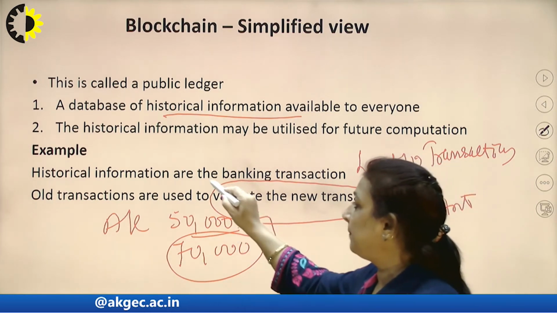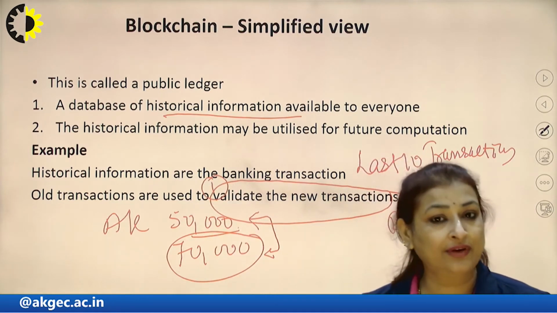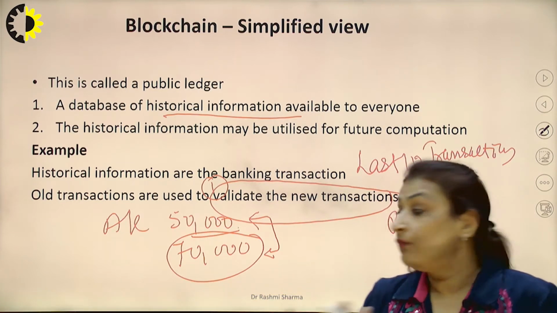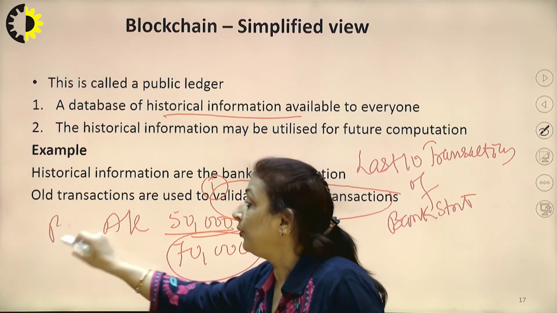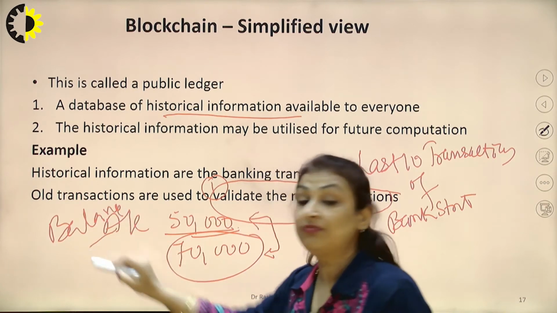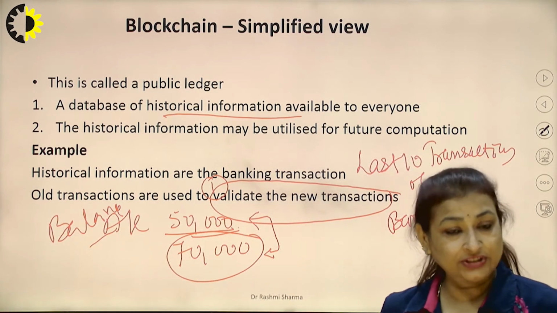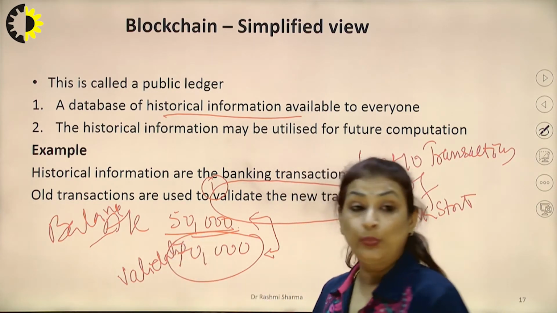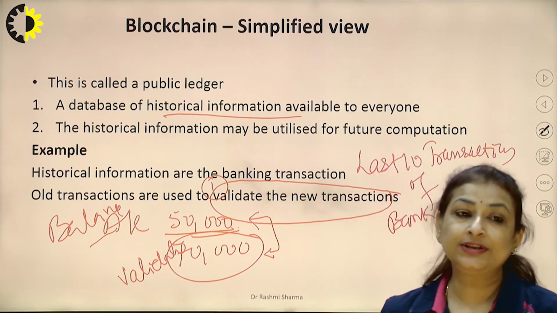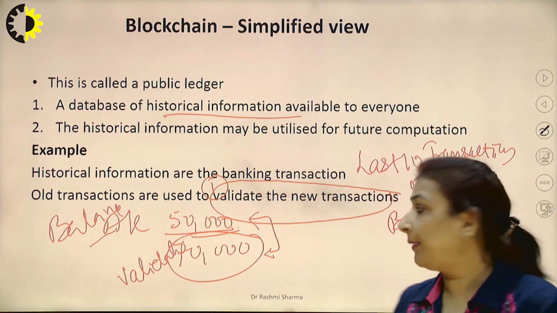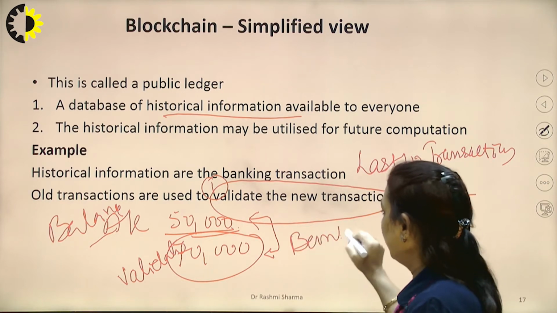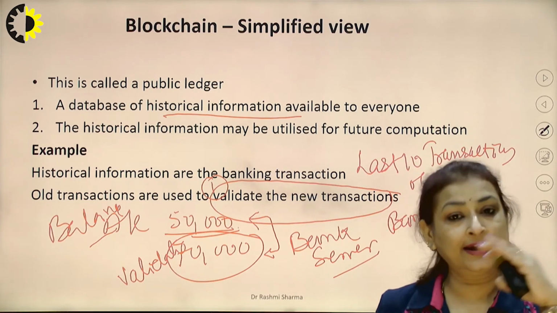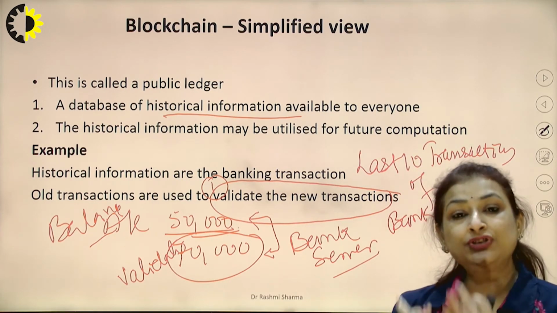So the first step is that we validate that transaction using the old transactions. Because the result of the old transaction was the balance in my account. That was the result of my old transaction. So old transactions are used to validate the new transaction which I am going to do. Obviously we have to keep this, and this is done by the bank server. If this is done by the bank server, it means I require a centralized server or a centralized body which would take care of these things.